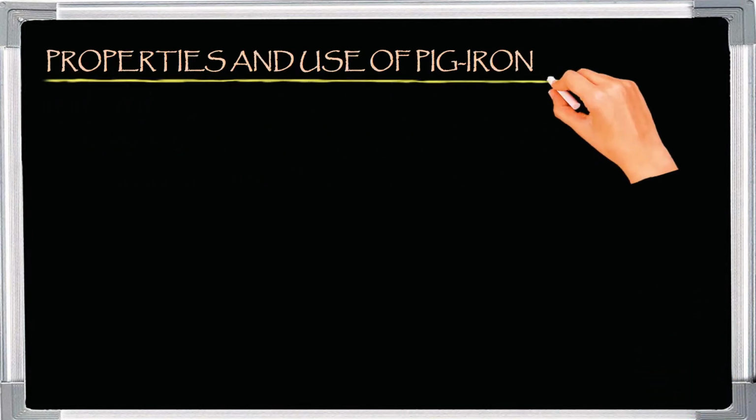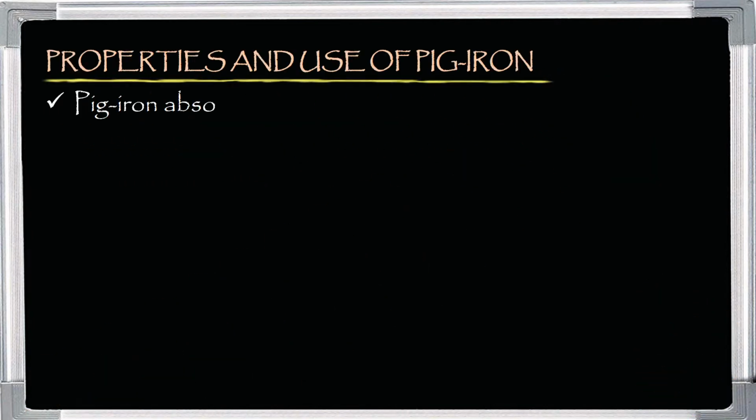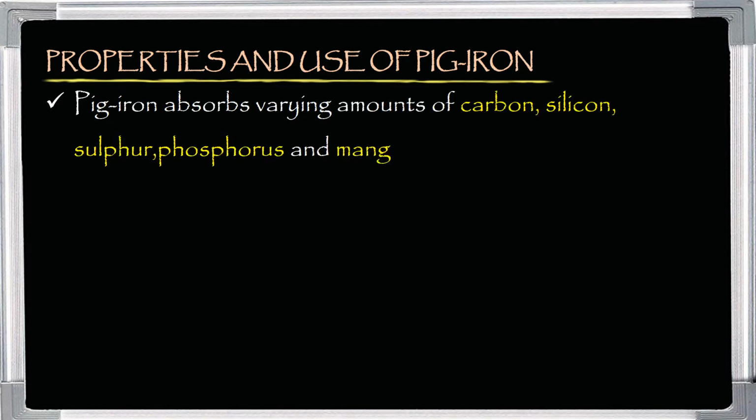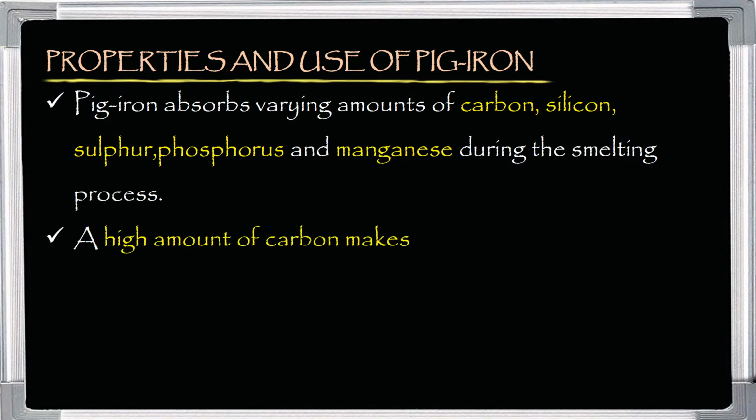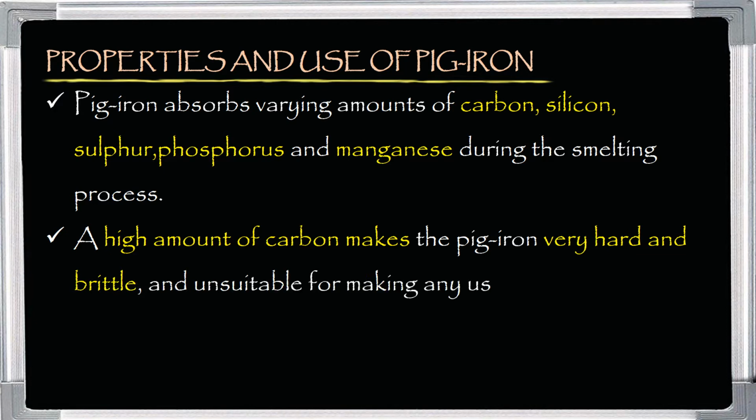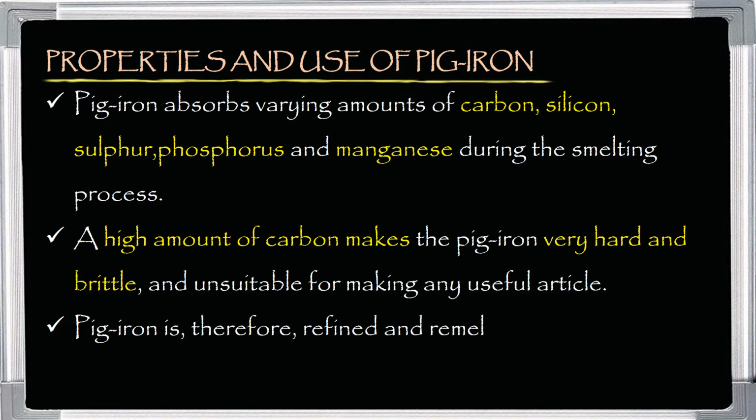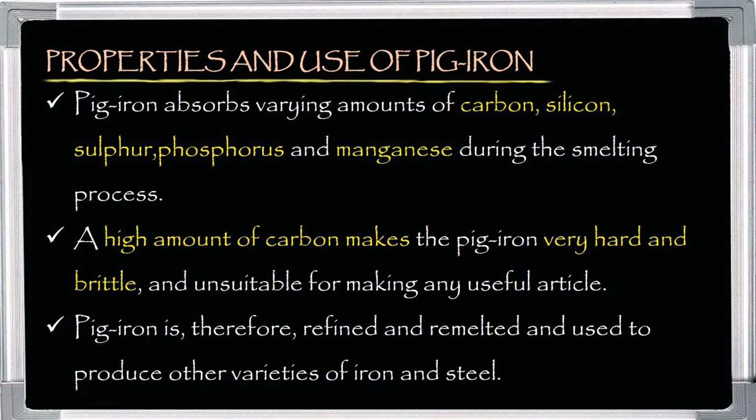Properties and use of pig iron. Pig iron absorbs varying amounts of carbon, silicon, sulfur, phosphorus and manganese during the smelting process. A high amount of carbon makes the pig iron very hard and brittle, and unsuitable for making any useful article. Pig iron is, therefore, refined and remelted and used to produce other varieties of iron and steel.